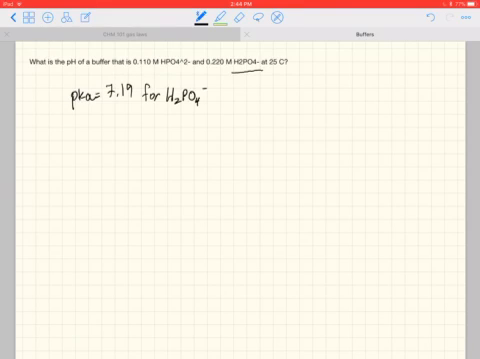Now we want to use the Henderson-Hasselbalch equation to calculate the pH of this buffer. pH is equal to pKa plus log of the base concentration divided by the acid concentration. And we'll go ahead and plug these values in.